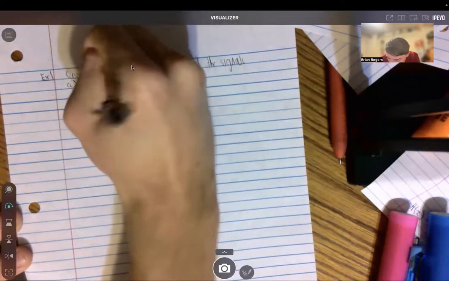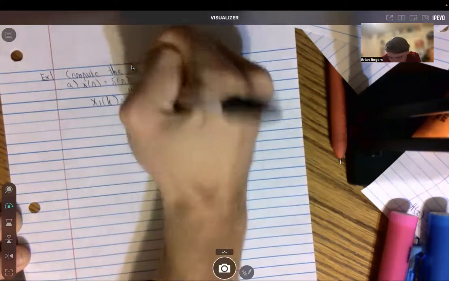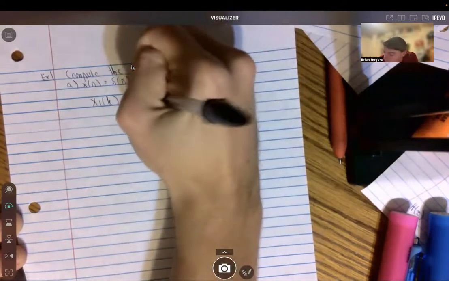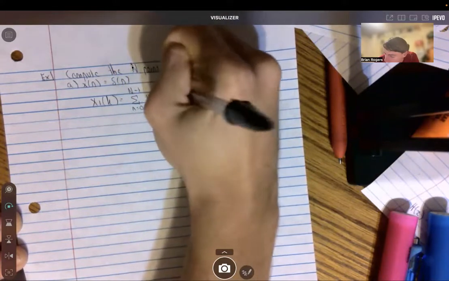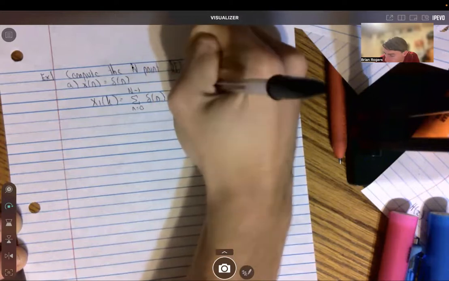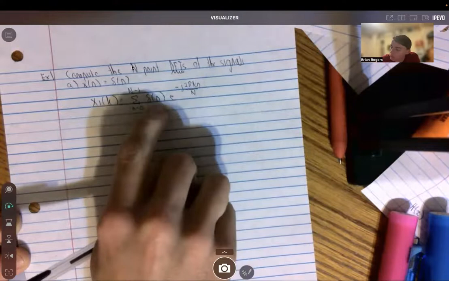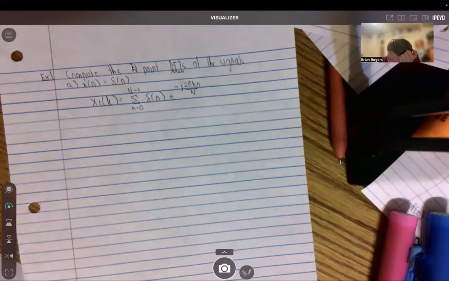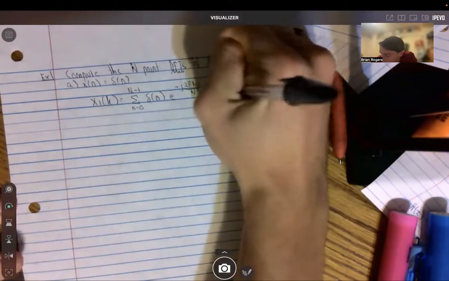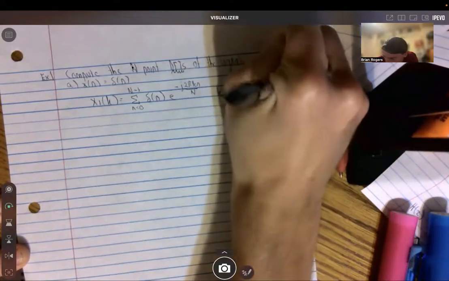Your X1[k] is going to equal the sum from n equals 0 to capital N minus 1. Then you plug in for your x[n], which is delta[n] here, e to the negative j 2π kn over capital N. I just plugged in delta[n] for my x1[n]. And remember this runs from k equals 0, 1, 2, all the way up to N minus 1.